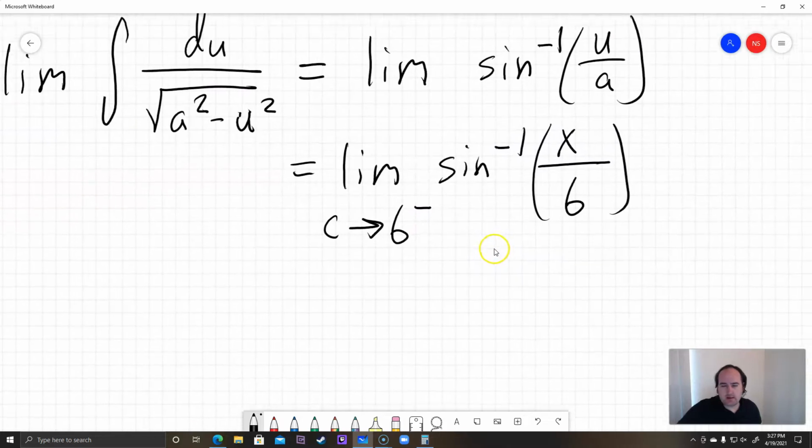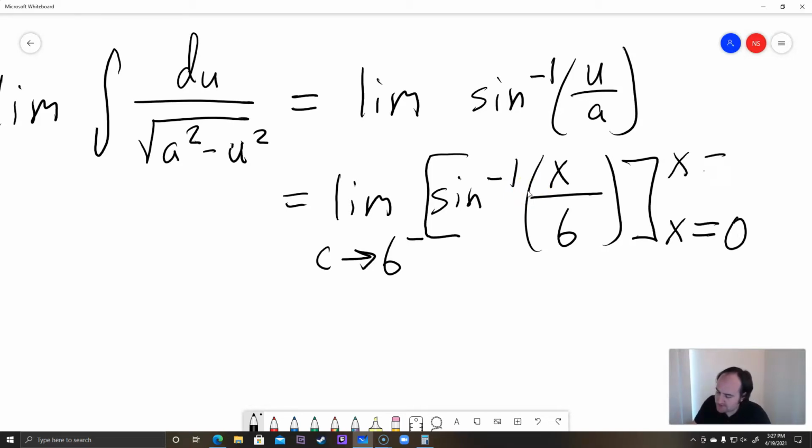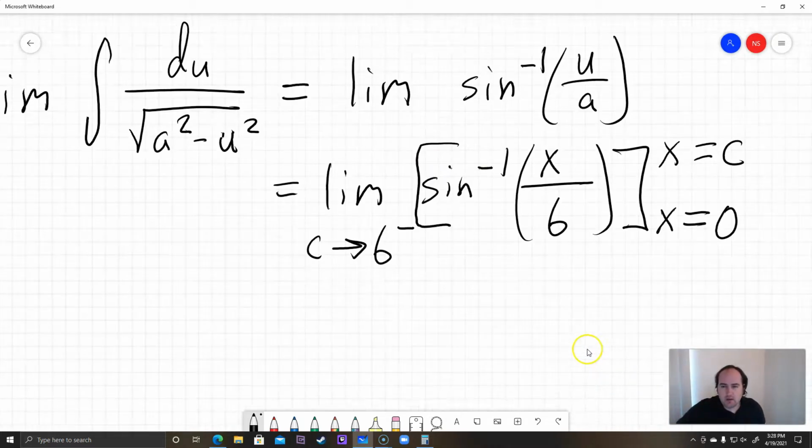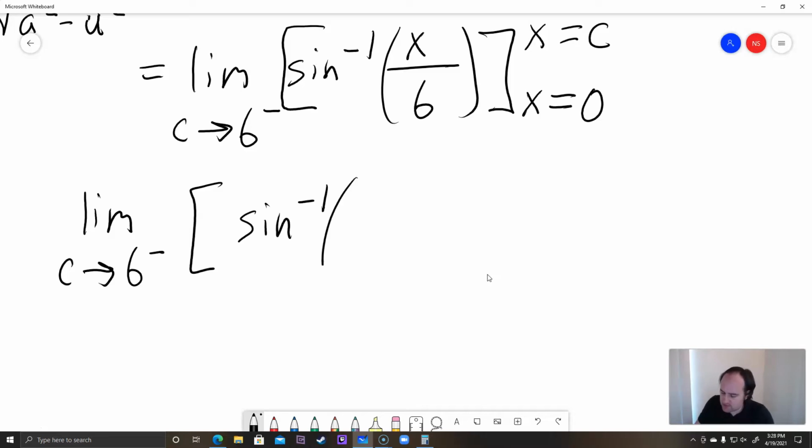Okay, so what we got here is the limit as c approaches 6 from the left of sine inverse of x over 6. And then this is evaluated from x equals 0 to x equals c. Right, because we wrote in c instead of 6, because the original function was undefined there. Okay, so then plugging in here, we're going to end up with the limit as c approaches 6 from the left of sine inverse of the top number, so that's going to be sine inverse of c over 6.